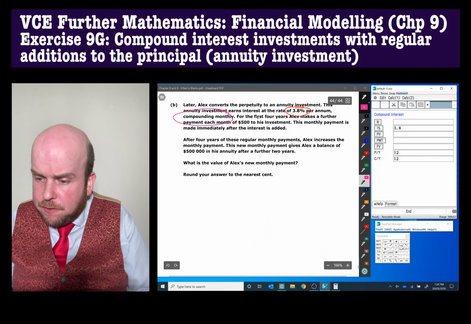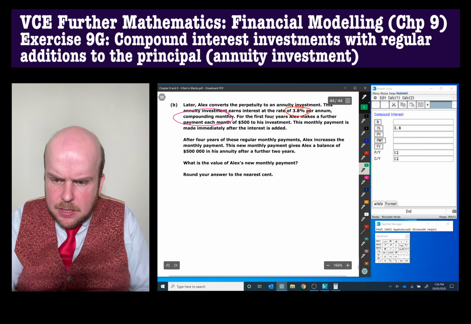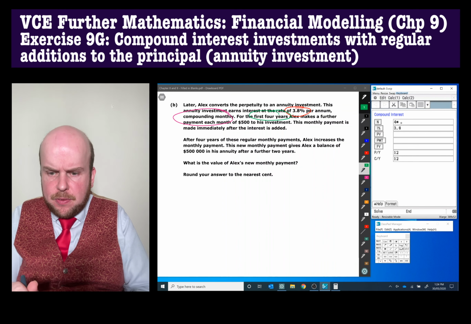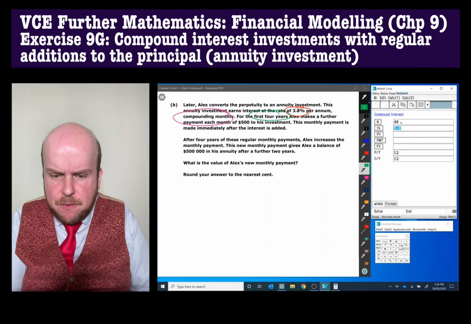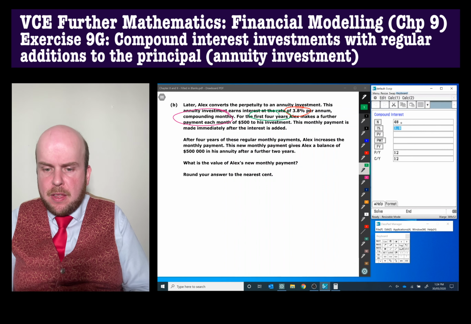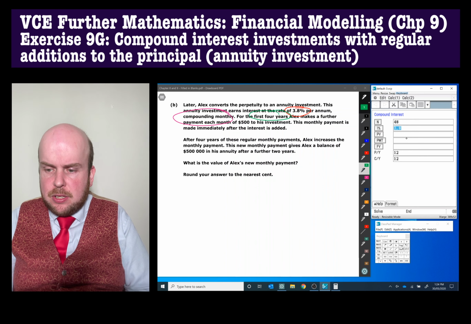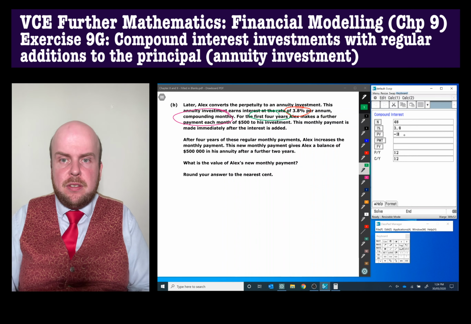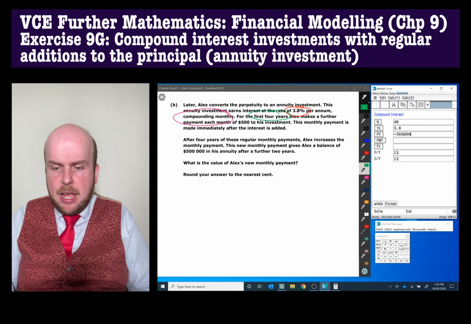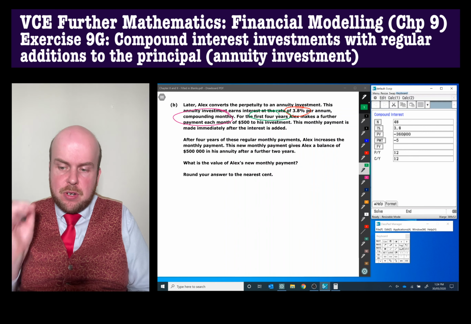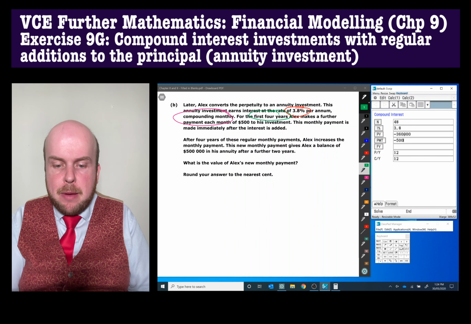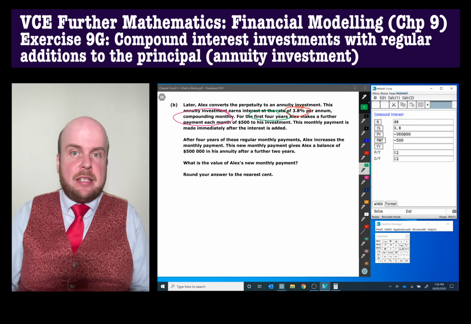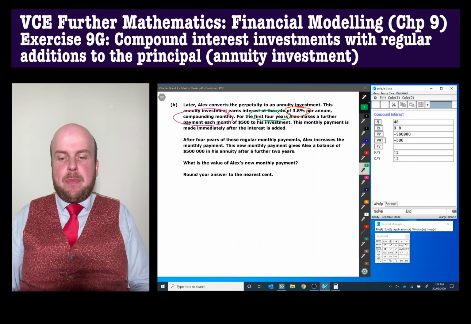For the first 4 years, so we're going to do 4 times 12. Alex makes a further payment each month of $500 to his investment. So we're going to assume that his investment is still that $360,000. And he's putting in $500 each time. The monthly payment is made immediately after the interest is added. That's just meaning that it's the compound interest. That's a sentence that says compound interest.